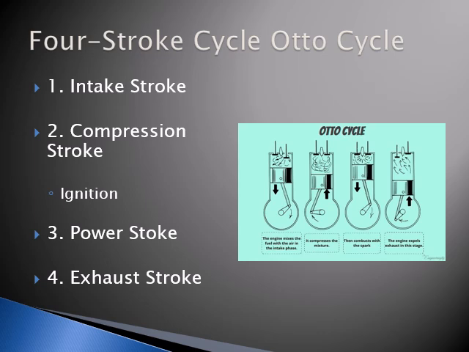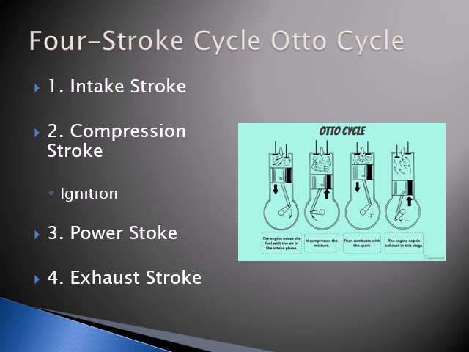Let's take a closer look at the four-stroke Otto cycle, which is the operating principle behind most aircraft reciprocating engines. The first stroke is the intake stroke, where the piston moves downward and draws in a fuel-air mixture through the open intake valve. The second stroke is the compression stroke, during which the piston moves back up, compressing the mixture to increase its energy potential.